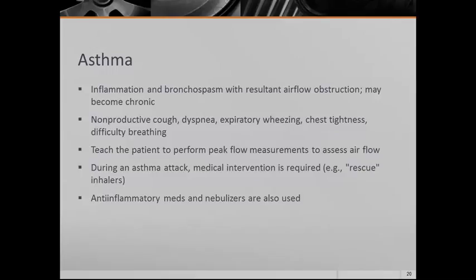It is important to teach patients to perform peak flow measurements to assess airflow. During an asthma attack, medical intervention may be required, such as rescue inhalers. Anti-inflammatory medications and nebulizers also can be used in these instances.